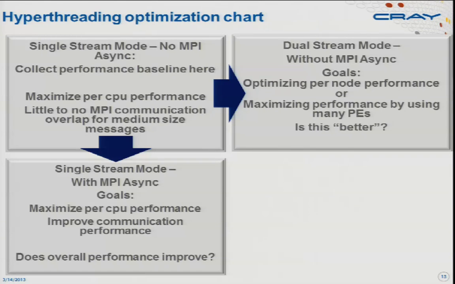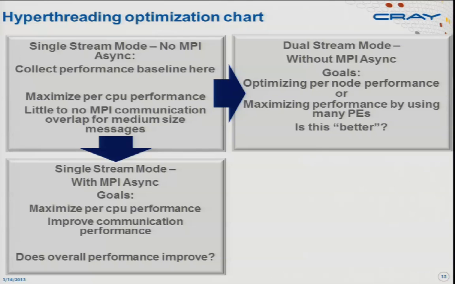Now, you can also move in the other dimension, and that's to try dual stream mode without MPI async. This is without core specialization or anything like that. We're basically trying to see how our compute behaves. We're optimizing perhaps per node performance, like I said before, or maximizing performance by using many PEs, however you want to look at it. And then, is it better? And I stress better in quotes, because you have to decide what better means in this case.